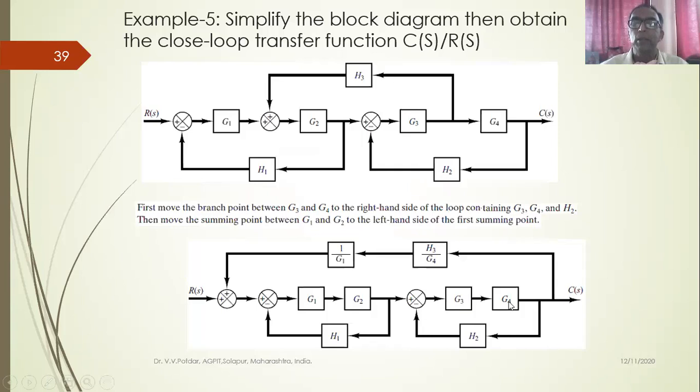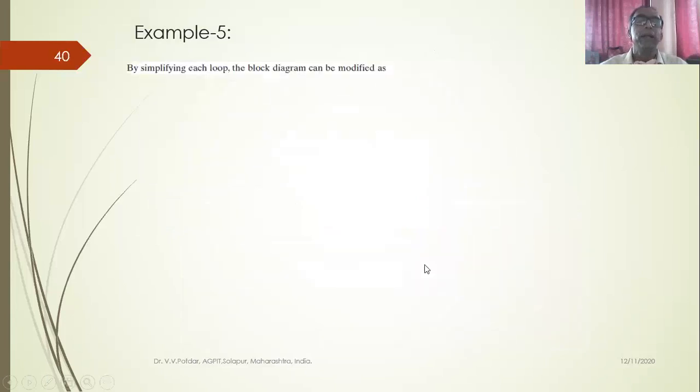First, series blocks need to be combined. I get a single block G3, G4 upon the feedback loop H2. I can solve this feedback loop to get one block. I can solve this feedback loop to get one block. These two blocks can be combined so that I can get one block in the forward path and one block in the feedback path. I can get the final transfer function.